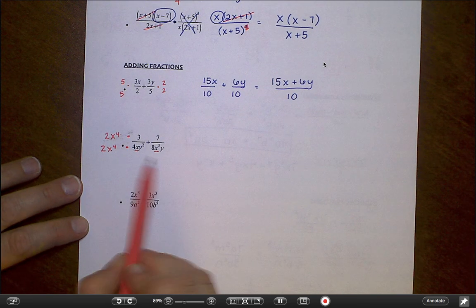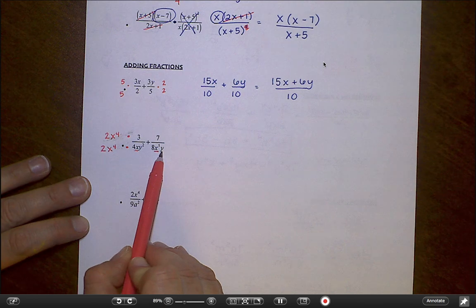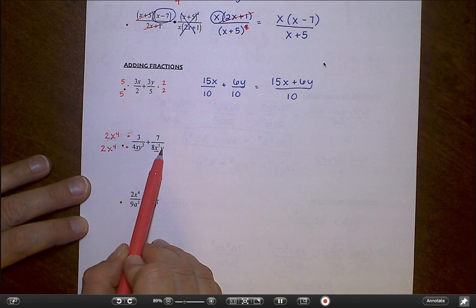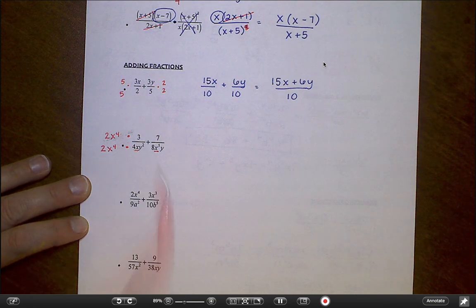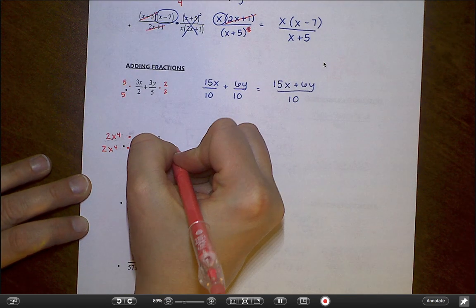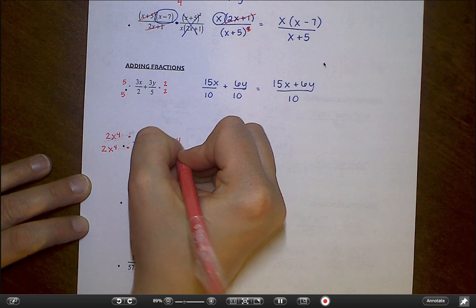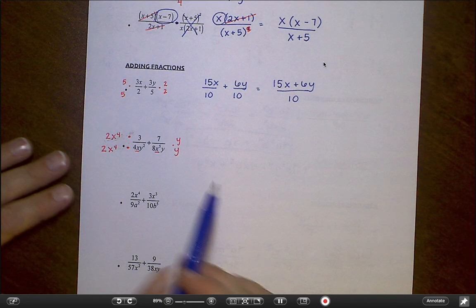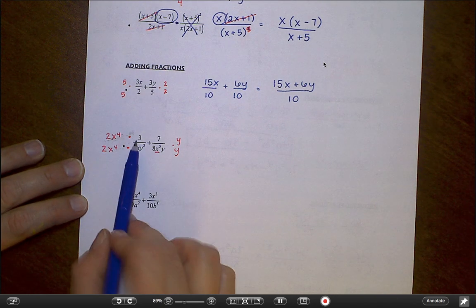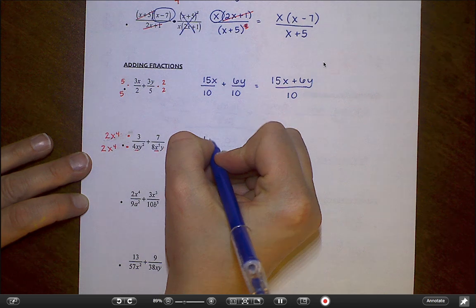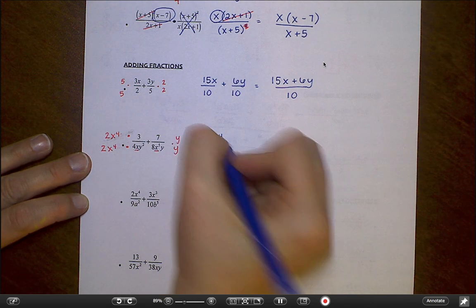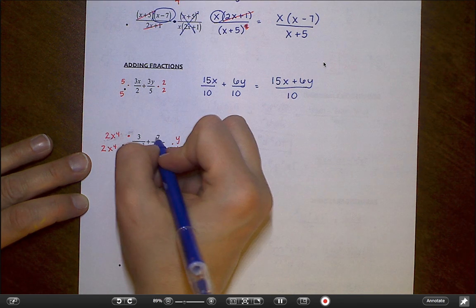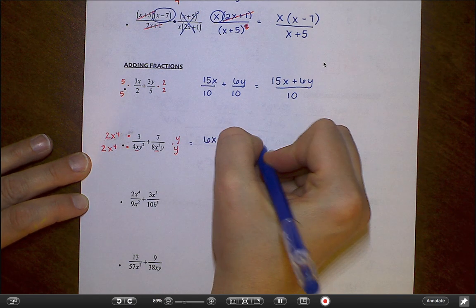Now, for the y's, this one has y squared and this one only has 1. I can't make this smaller, but I can add a y over here. And I'm saying add a y, but I'm really multiplying by that y. So I'm going to multiply by a y, top and bottom. So watch what's going to happen. On the top, 2x to the 4th times 3 is going to give me a 6x to the 4th. On the top of the other fraction, 7 times y is 7y.